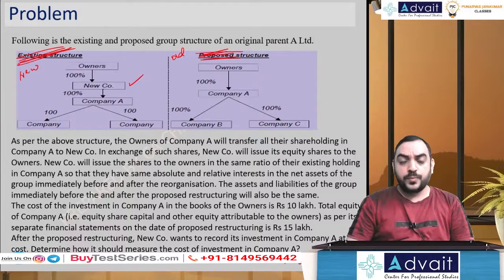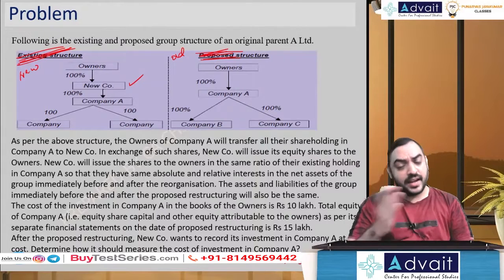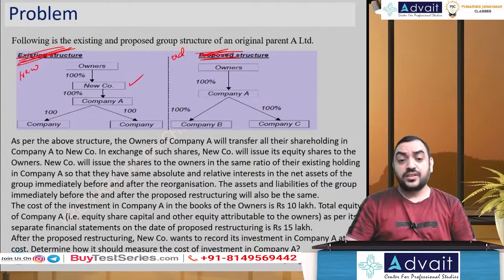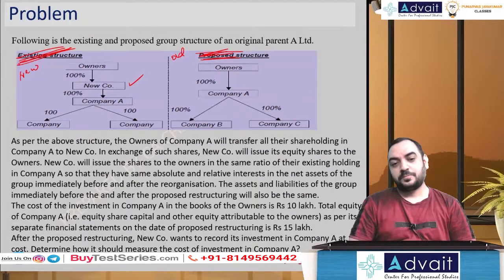Assets and liabilities of the group immediately before and after the proposed restructuring will also be the same. Cost of investment in company A in the books of owners is rupees 10 lakhs. The equity of the company, equity share capital and other equity attributable to owners as per the separate financial statements of the proposed restructuring is 15 lakhs. After the proposed restructuring, the new company wants to record its investment in company A at cost. Determine how it should measure the cost of investment in company A. Just for 2 minutes, go through the problem once more.